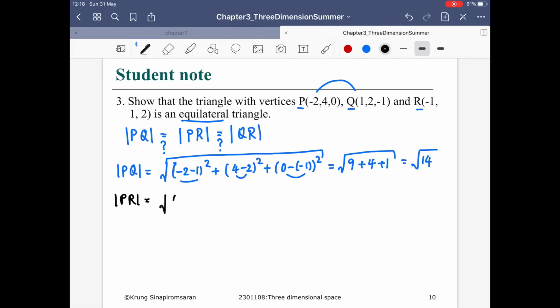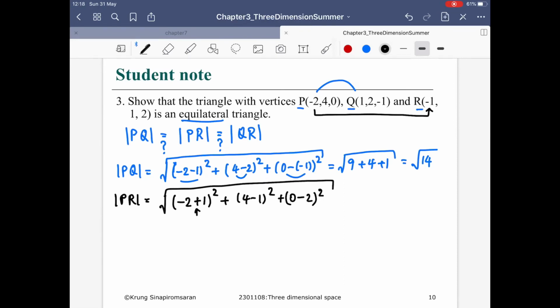So it is the square root of the difference of the first component. Take a look carefully. This is -2 minus -1, so it is a plus again. So you get a square, and then 4 minus 1, and then 0 minus 2 for the last component. Okay, so what you end up with is a 1, a 9 again, and a 4. So of course it is the square root of 14.